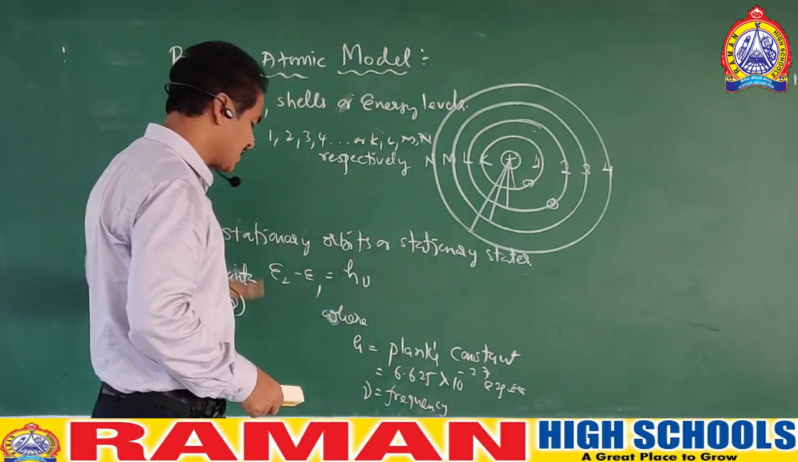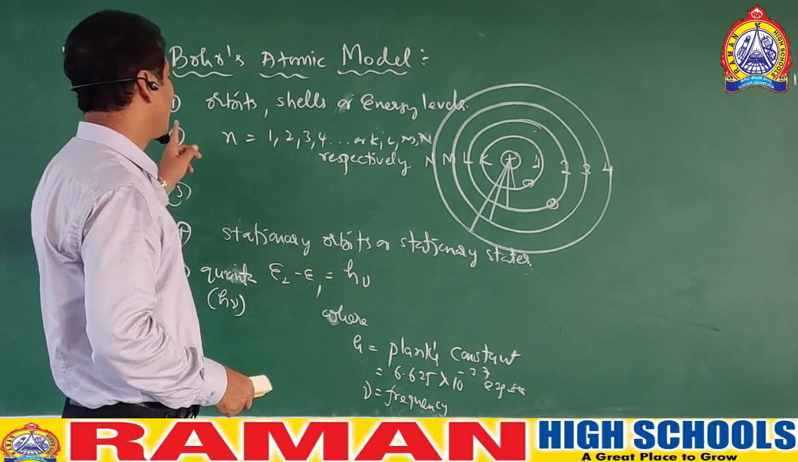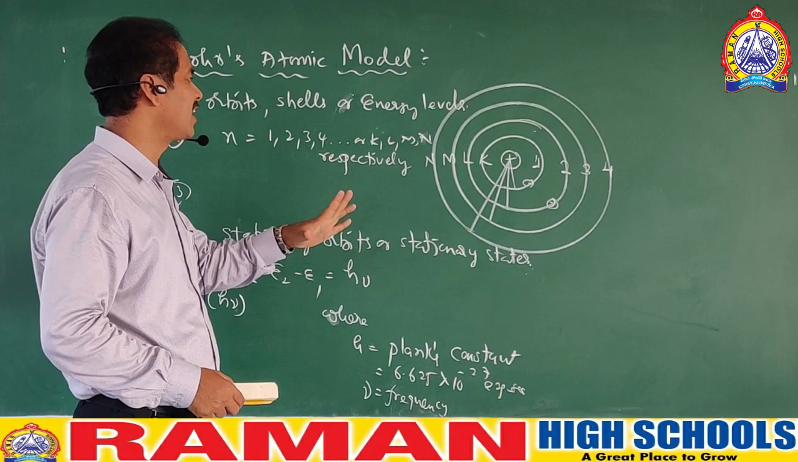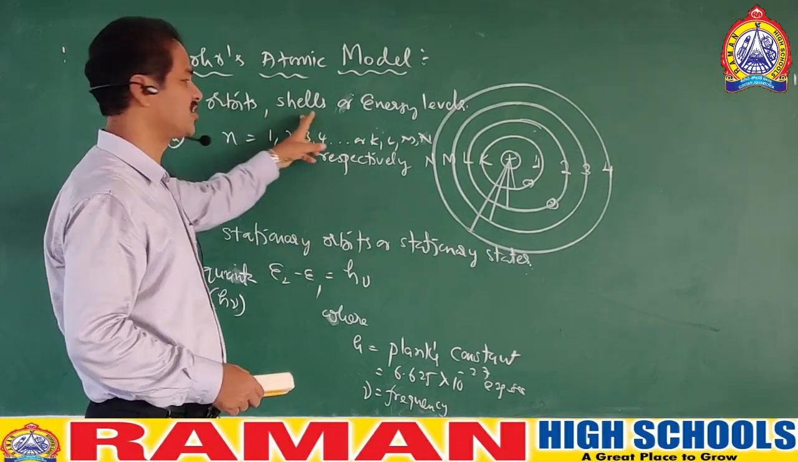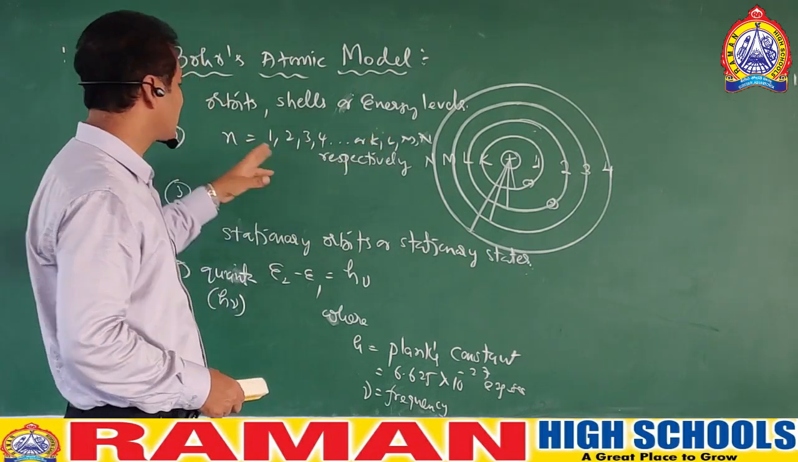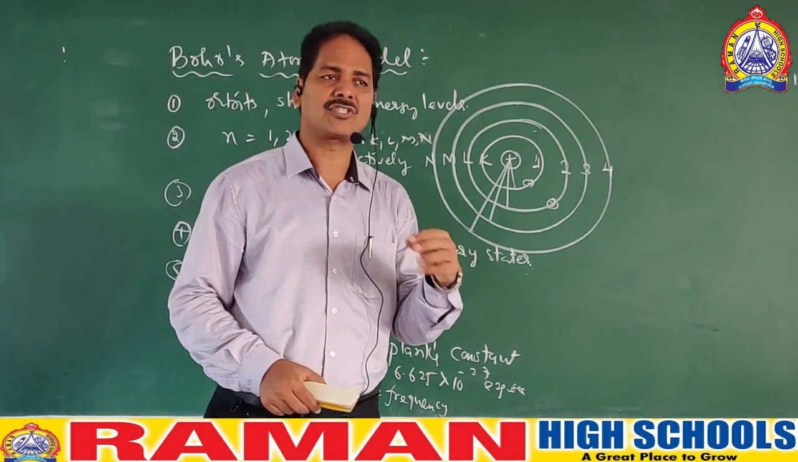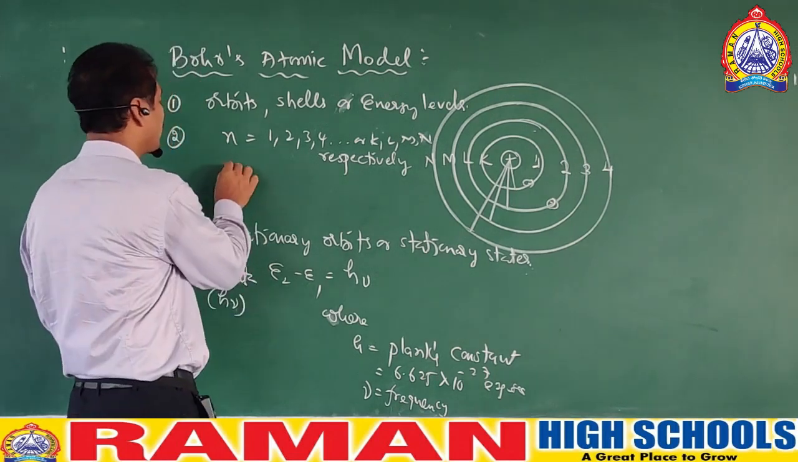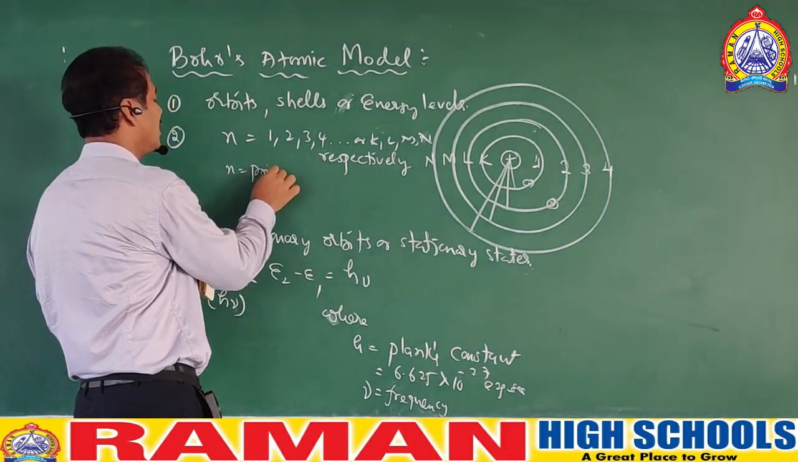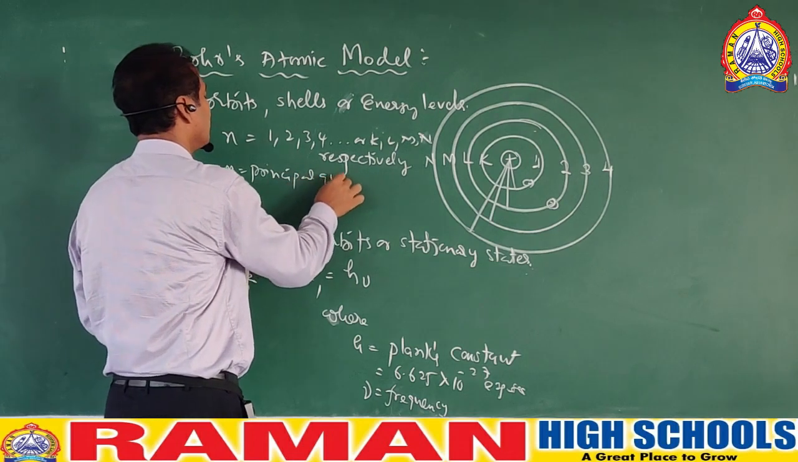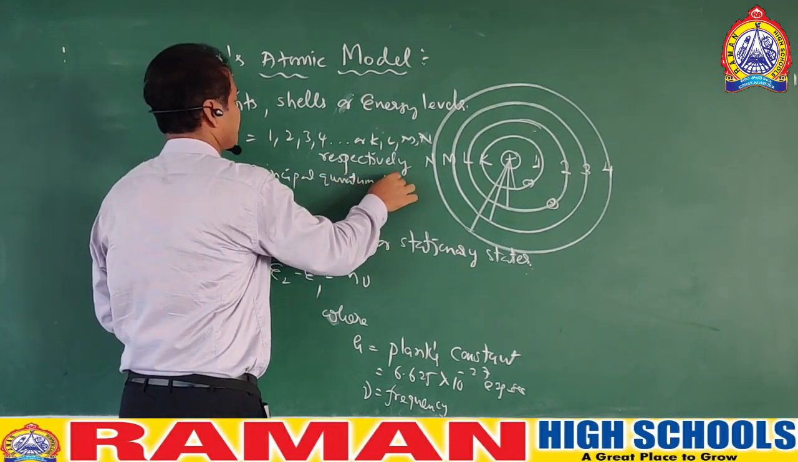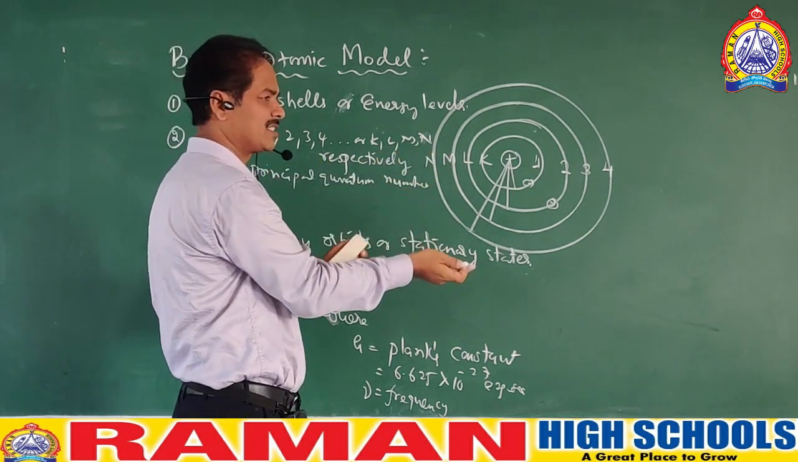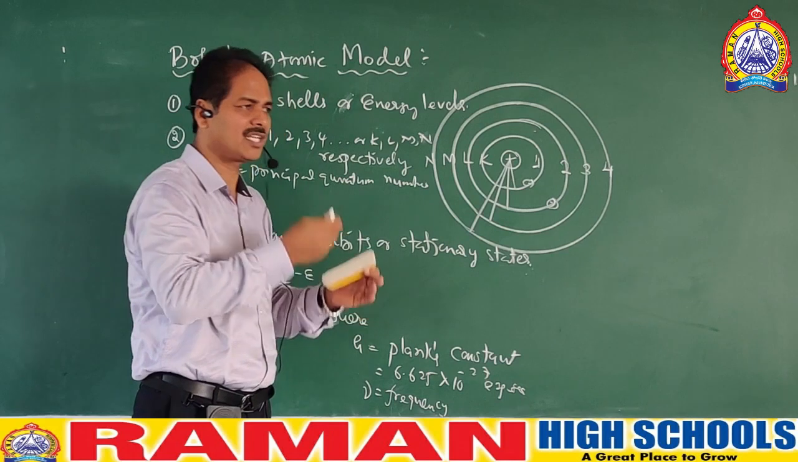So these are some of the postulates of Bohr's atomic model. Once again, electrons in the atom revolve around the nucleus in definite circular paths with high velocity. These paths are called orbits, shells or energy levels. The energy levels are indicated by the letter n, where n is equal to 1, 2, 3, 4 or K, L, M respectively. n is called the principal quantum number. 1 means the first orbit, 2 means the second orbit, 3 means the third orbit, and so on.